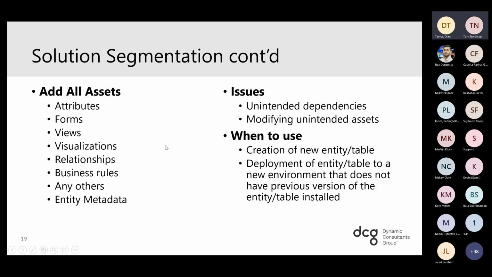So when you're adding an existing, so we're talking, I'm in a solution, it's unmanaged, I'm in dev, and I'm going to add components or assets to the solution. I'm adding existing components from the environment. I have a choice to add all assets. That is adding all attributes, forms, views, visualizations, relations, all the stuff related to the table. That's part of the table, that adds it all.